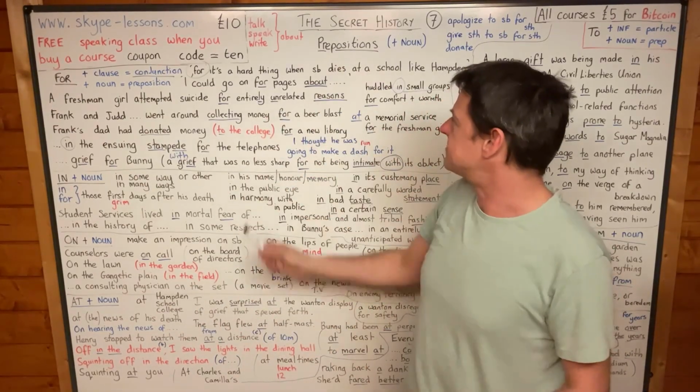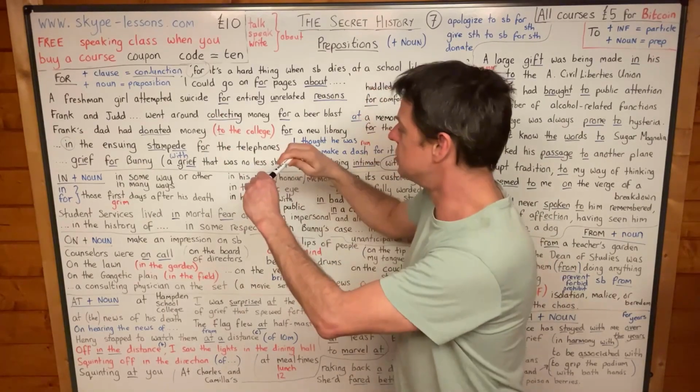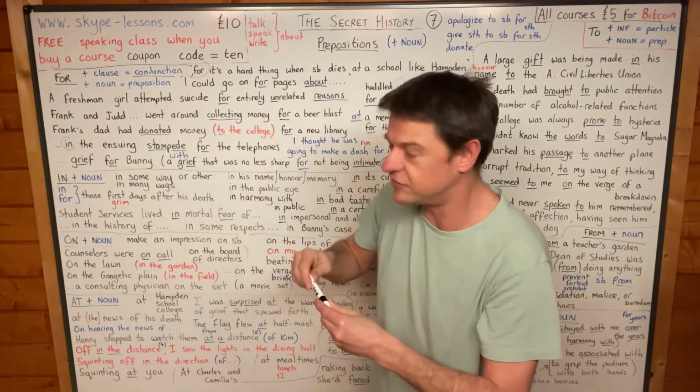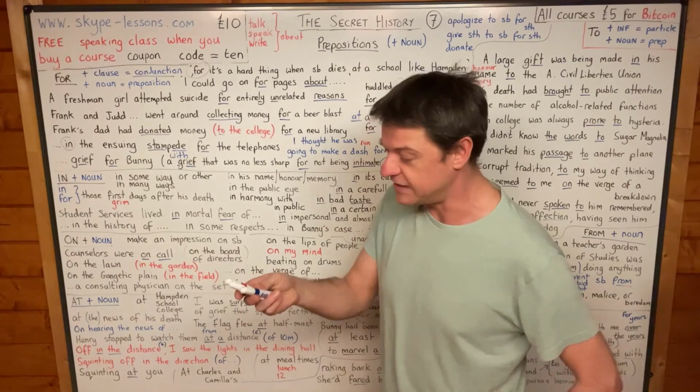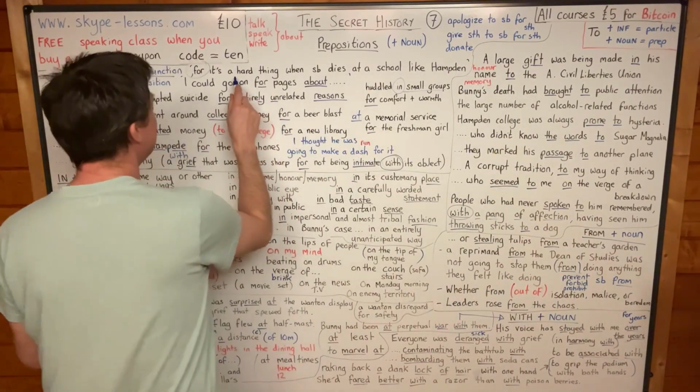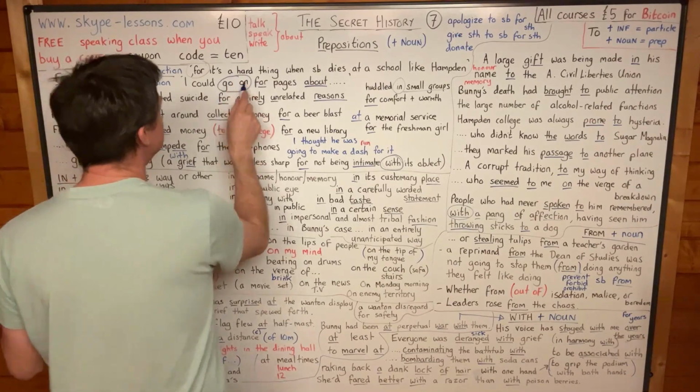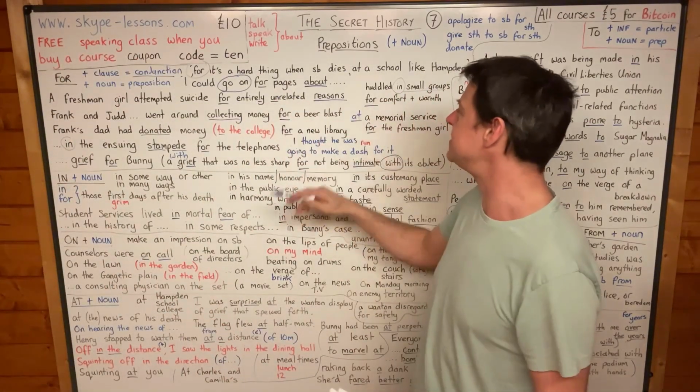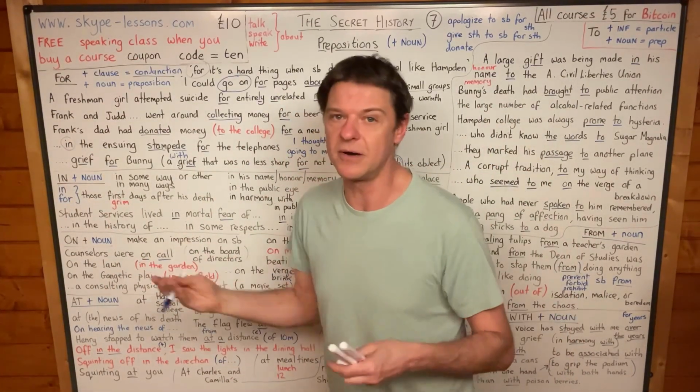Here's an example from chapter 7. I could go on. Please note the phrasal verb go on, which means carry on, which means continue. I could carry on, I could continue, I could go on for pages about blah, blah, blah, blah, blah.